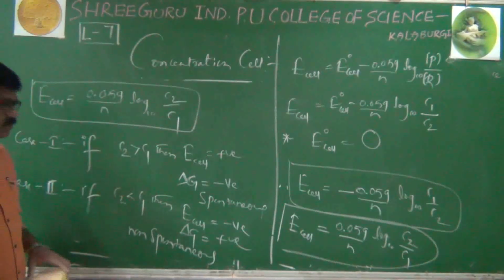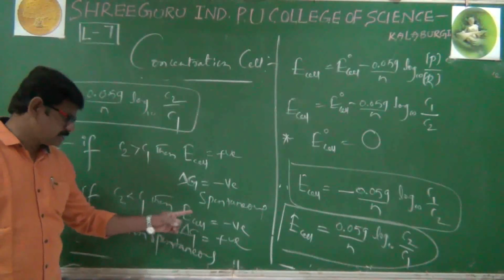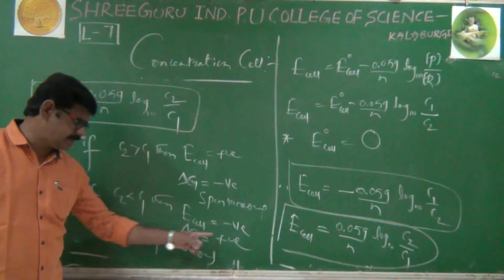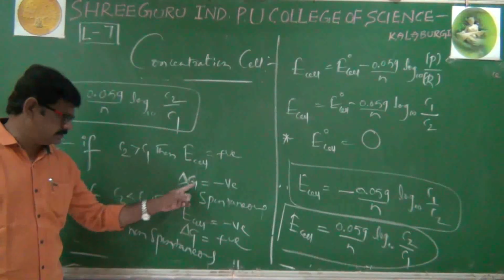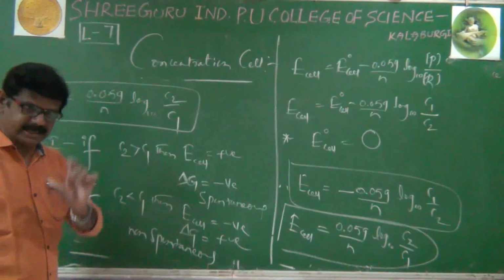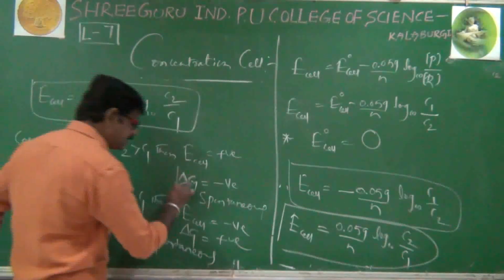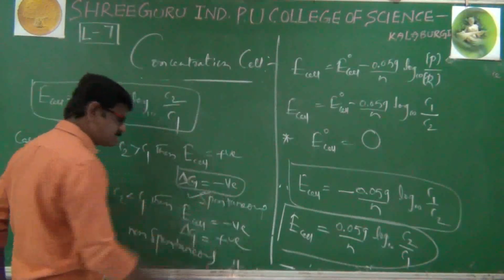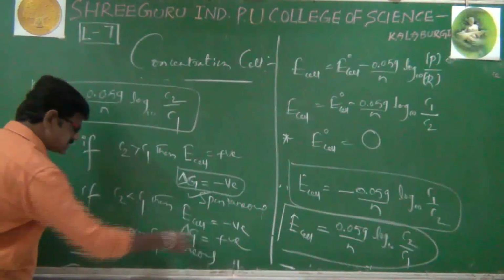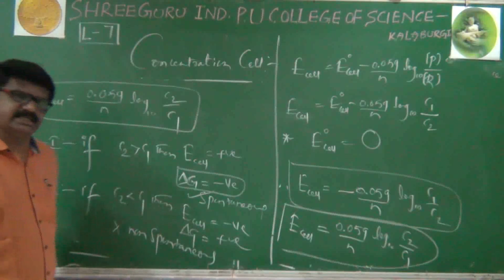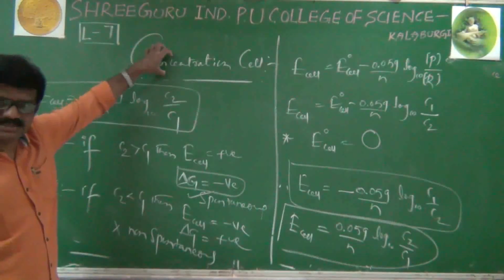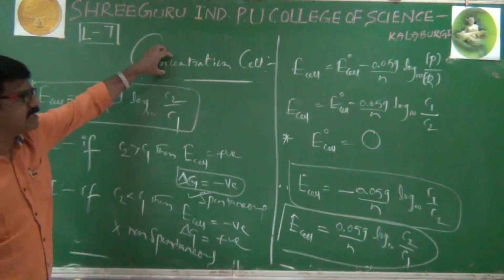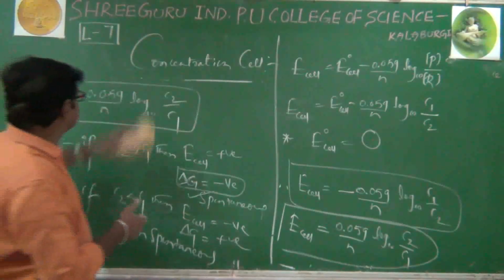That's it. Okay. If the cell potential is negative, delta G is positive. If the cell potential is positive, delta G is negative. If delta G is negative, then only it is spontaneous. If delta G is positive, it is a non-spontaneous process. That's it. Now, based on the concentration cell, one question we'll discuss, which is like this.